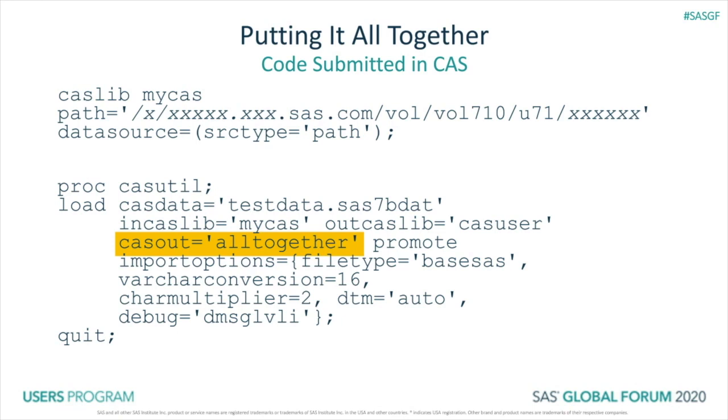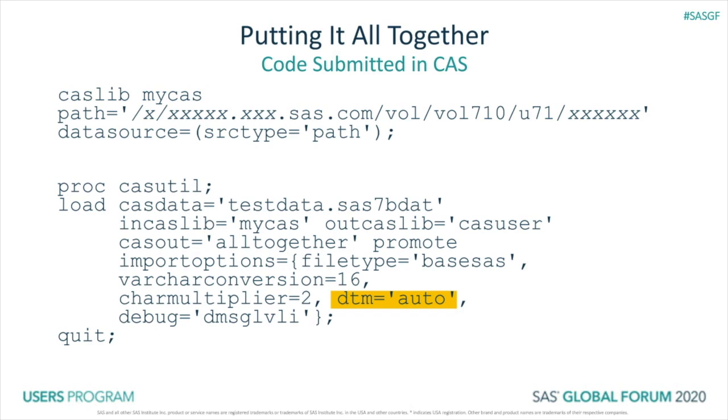When we're loading this data set, we want the character variables with a length greater than 16 to be converted to VARCHAR, so we set the VARCHAR conversion option to 16. Also, in this data set, we know we have characters like the registered trademark symbol. To accommodate for this in UTF-8, we're setting the CHAR_MULTIPLIER= option to 2. Finally, we set the DTM= option to AUTO. A setting of AUTO will always perform a parallel data transfer if possible, and if it's not, it resorts to a serial load.